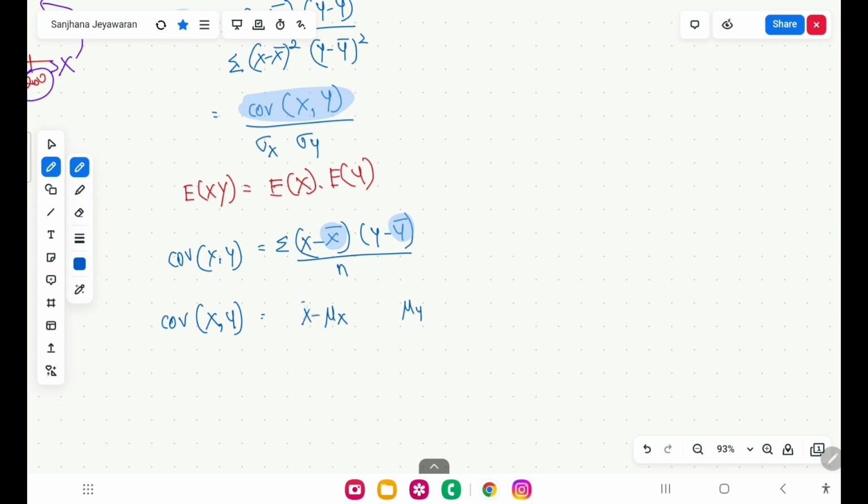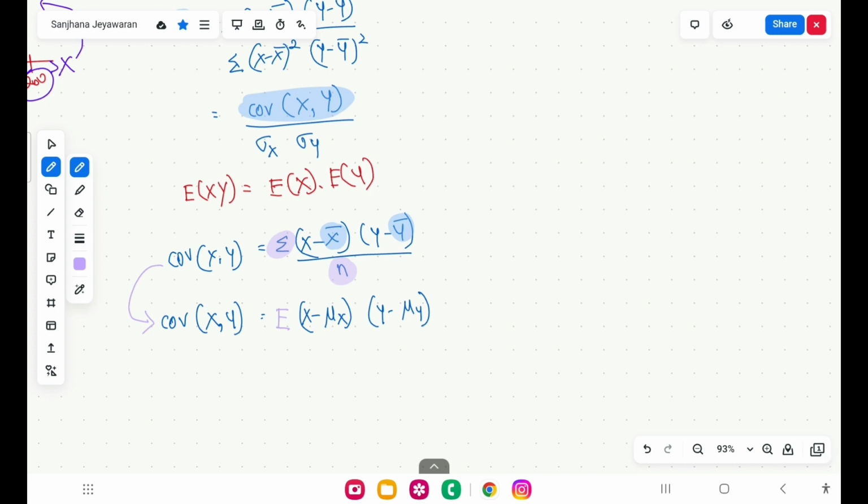So this is x minus mu x, this is y minus mu y. We take the summation of that and divide it by the number of observations. This is how you find mean. Mean and expectation, both concepts are the same. So I am going to write over here expectation. Now, this is not actually conversion. I'm simply writing in population terms.